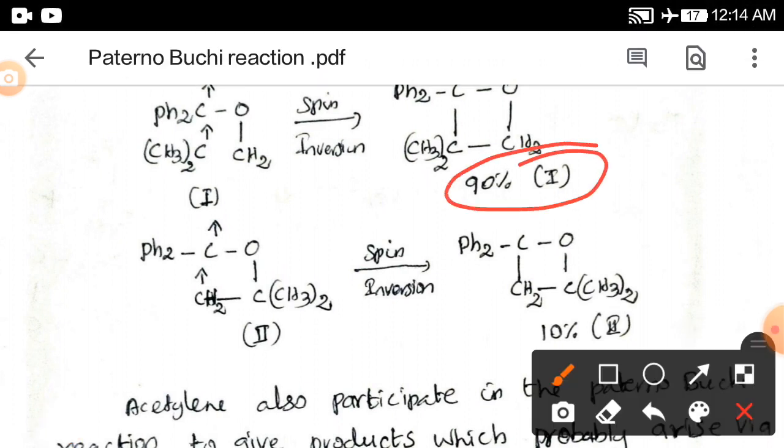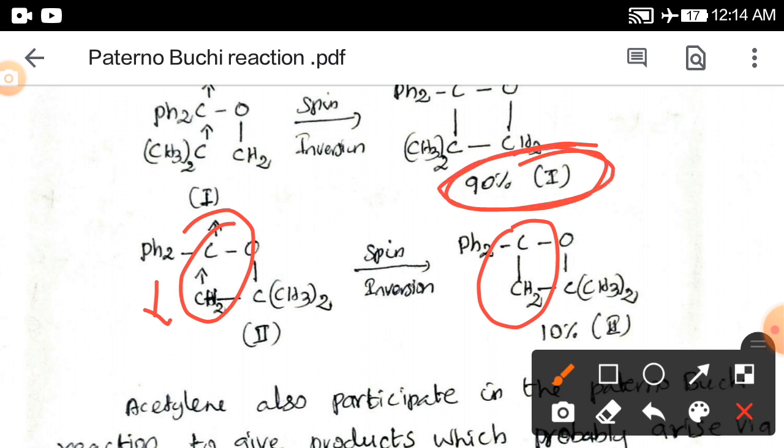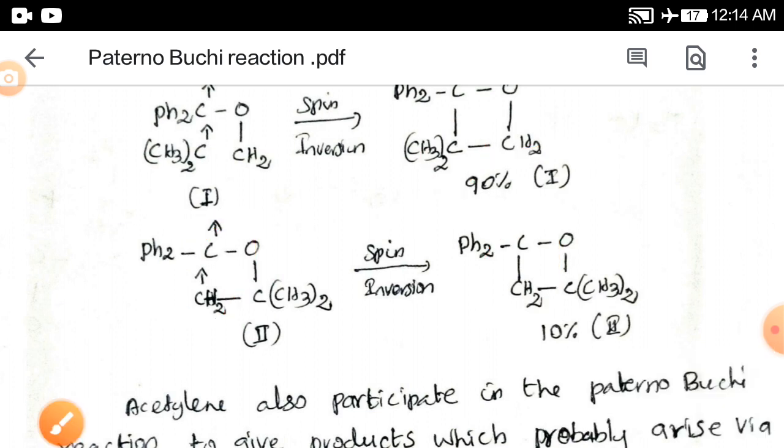In the second structure also the spin inversion will occur, and a bond is formed. One of the spins will be reversed. That's a spin inversion. It is 10%. As already mentioned, structure 1 is formed as 90% because a stable radical is formed. The other structure is only 10% because it is less stable, due to the radical formation. So that's about the Paterno Buchi reaction.